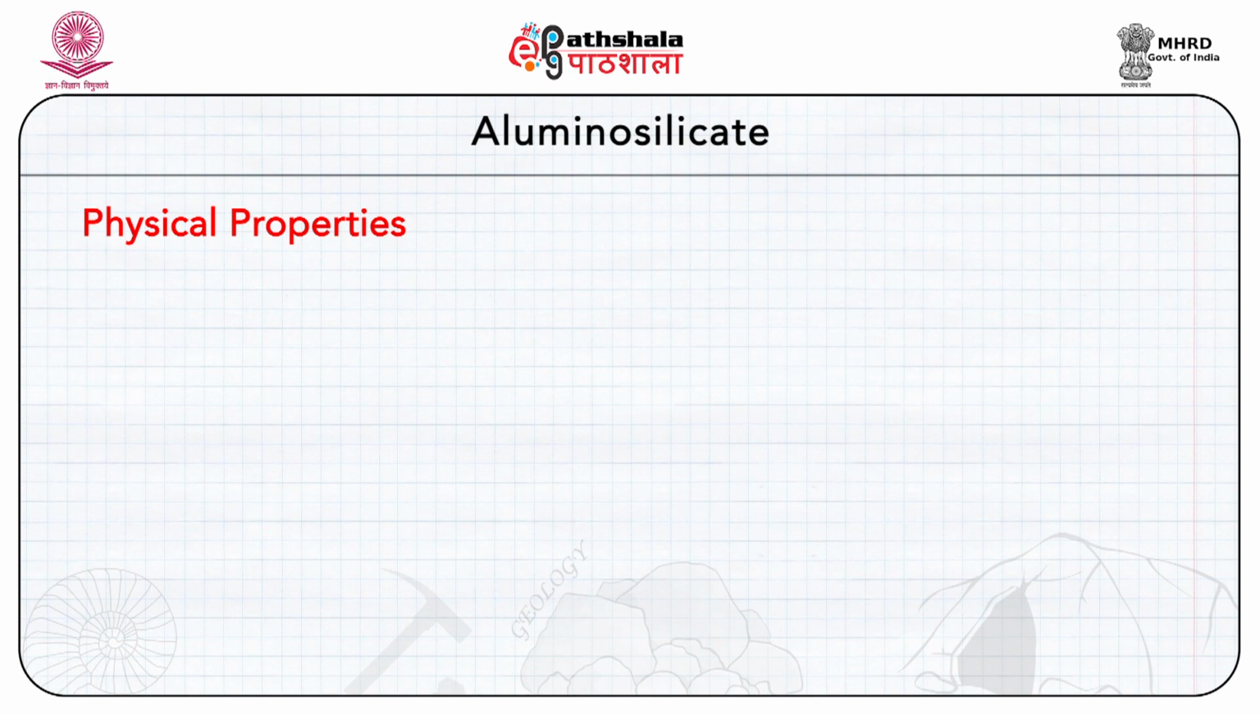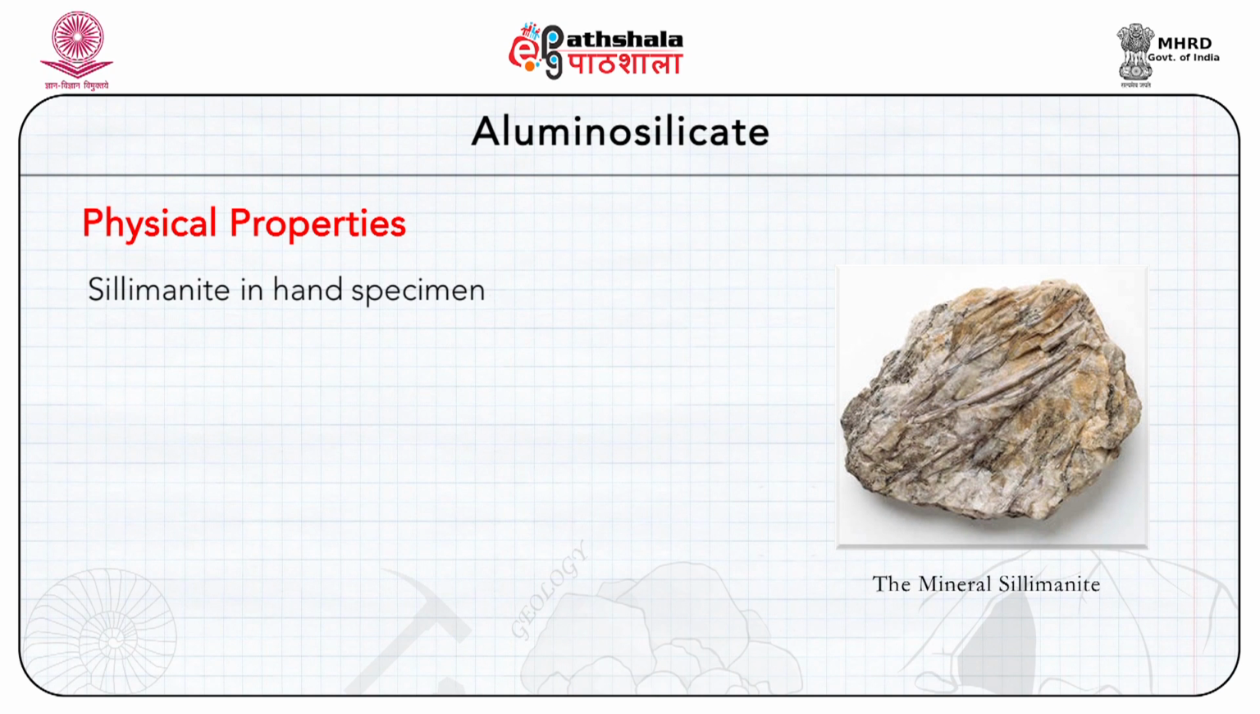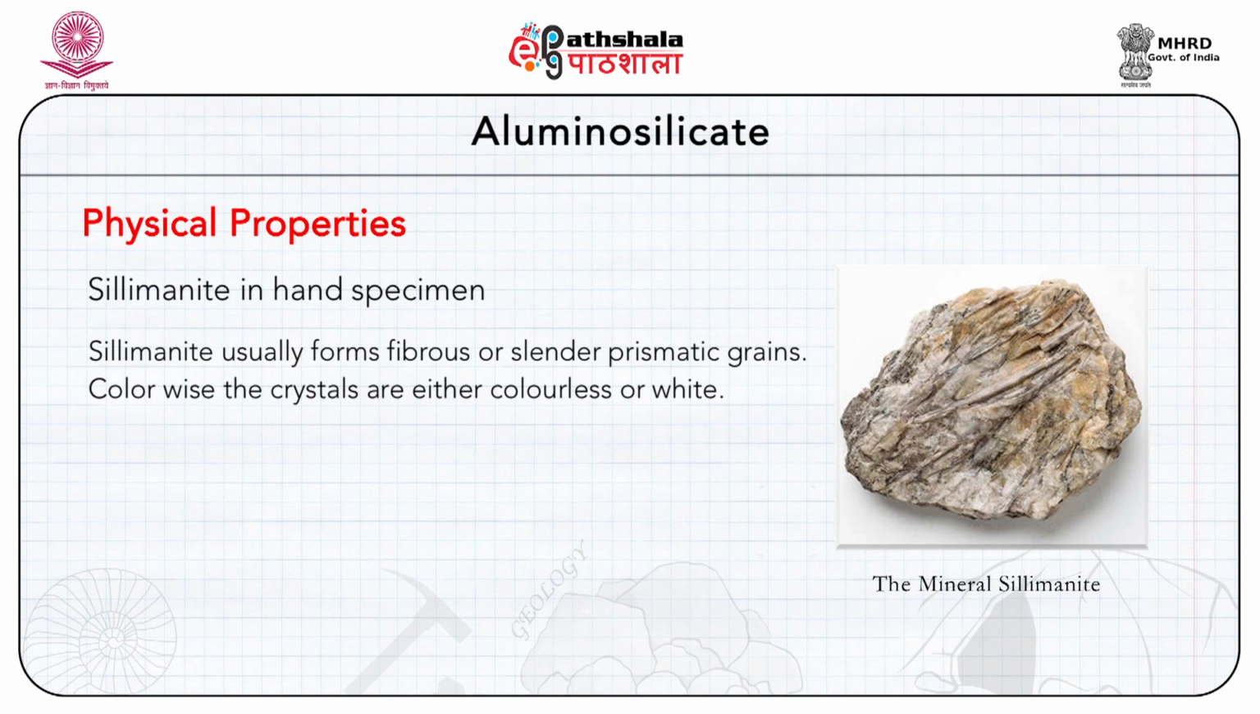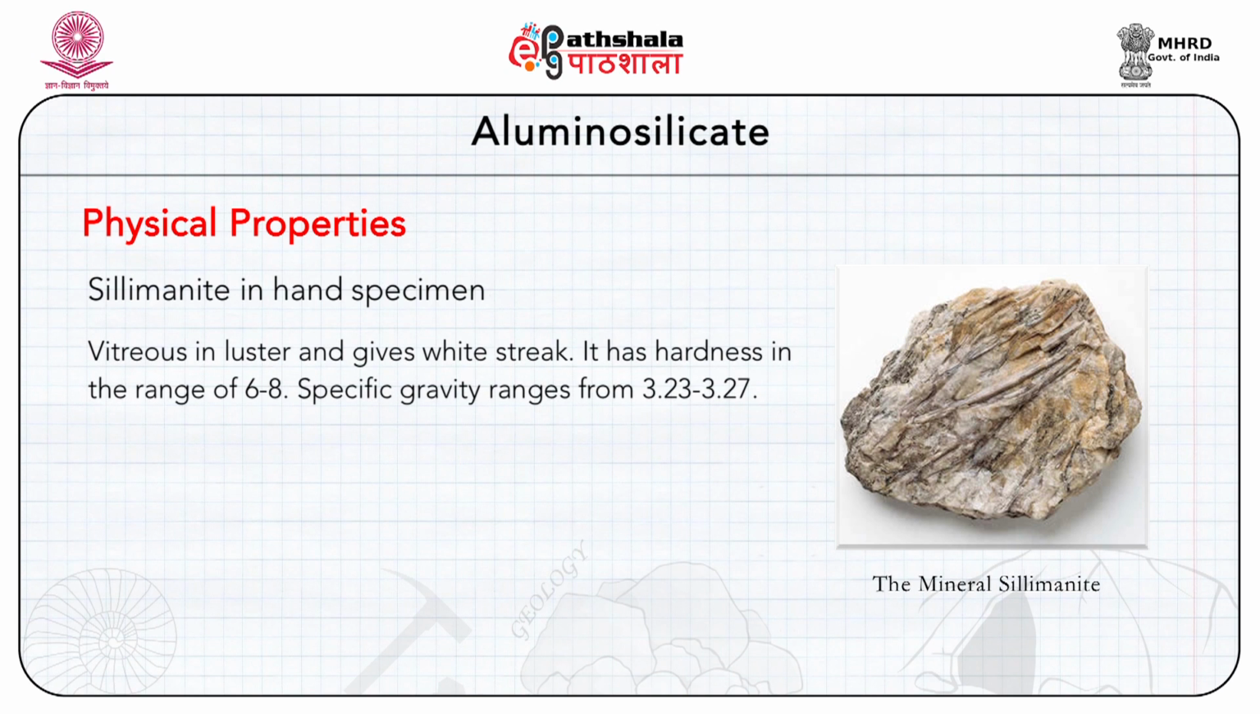Now, we will discuss how Sillimanite looks in hand specimen. Sillimanite usually forms fibrous or slender prismatic grains. Color wise, the crystals are either colorless or white. Vitreous in luster and gives a white streak. It has hardness in the range of 6 to 8. Specific gravity ranges from 3.23 to 3.27.